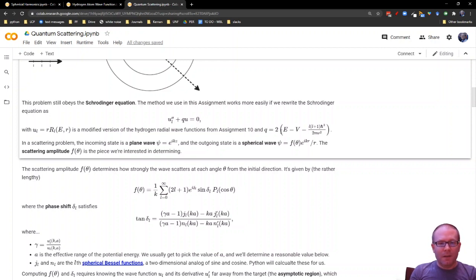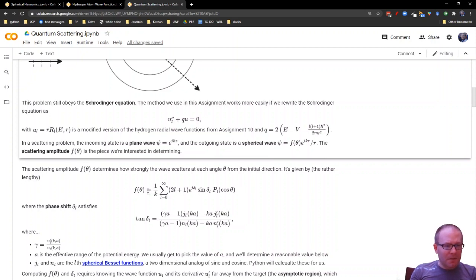Here we're defining what Q is. Here's your energy eigenvalue like we had before. Here's your potential energy. Again, this is k e squared over r. And then here is the centrifugal term. You notice this is the same as we had before, because this is the same problem as we were studying with the hydrogen atom, but now we're looking at scattering states instead of bound states.